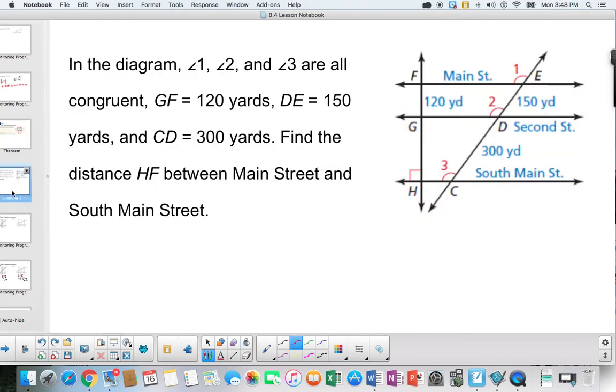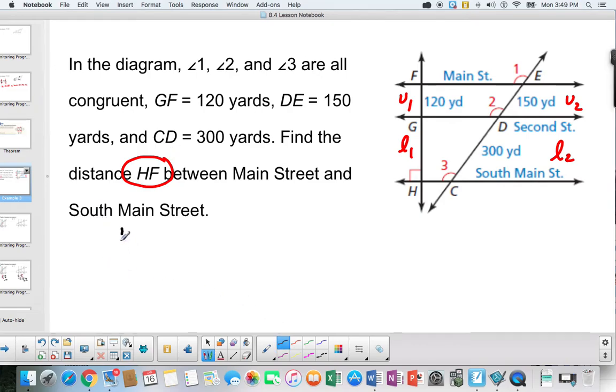Okay, let's go ahead and see if we can do this problem. I'm going to let this be my upper, and this is my lower, and then this is going to be my upper 2 and my lower 2, and I'm going to try to figure out GH. After I figure out GH, then I'll try to figure out HF. Okay, so here I go.